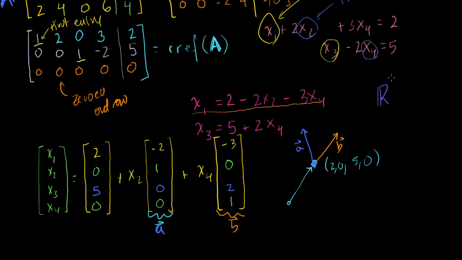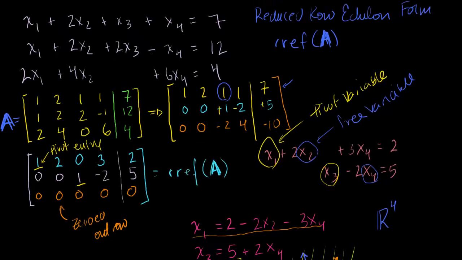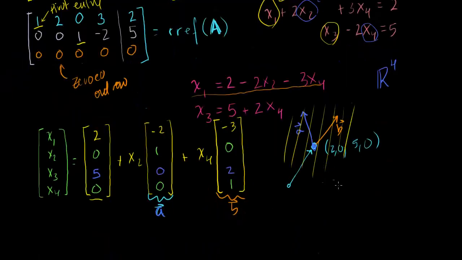Let me write that down. We're dealing in R4. But linear combinations of A and B are going to create a plane, right? You can multiply A times 2 and B times 3, or A times minus 1 and B times minus 100, and you can just keep adding and subtracting these linear combinations of A and B. They're going to construct a plane that contains the position vector, or that contains the point 2, 0, 5, 0. So the solution for these 3 equations with 4 unknowns is a plane in R4.